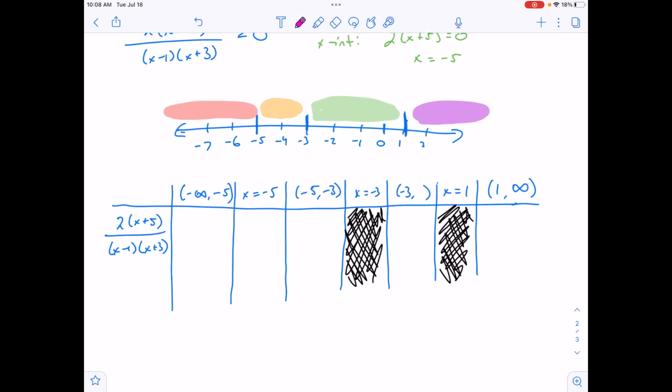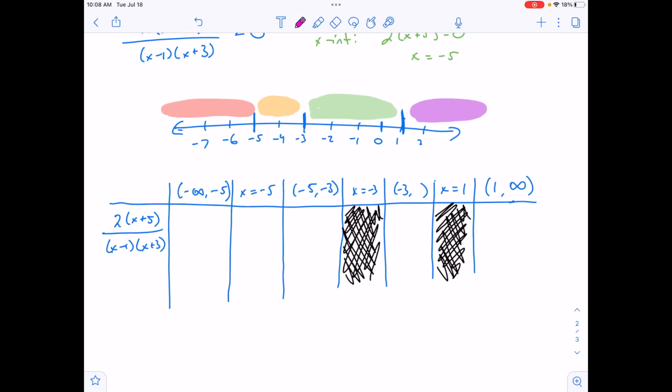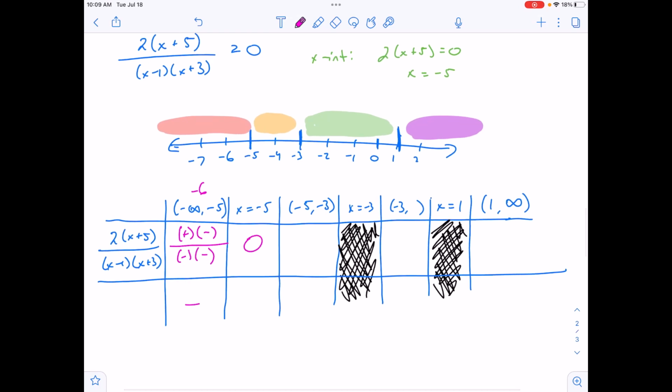Okay. So I'm going to test my first interval at -6. Let's try that at -6. 2 will always be positive. -6 plus 5 is negative. -6 minus 1 is negative. -6 plus 3 is negative. I have 3 negatives here, so overall my function is negative. At -5, that's our x-intercept, so we already know the whole function is going to be equal to 0.